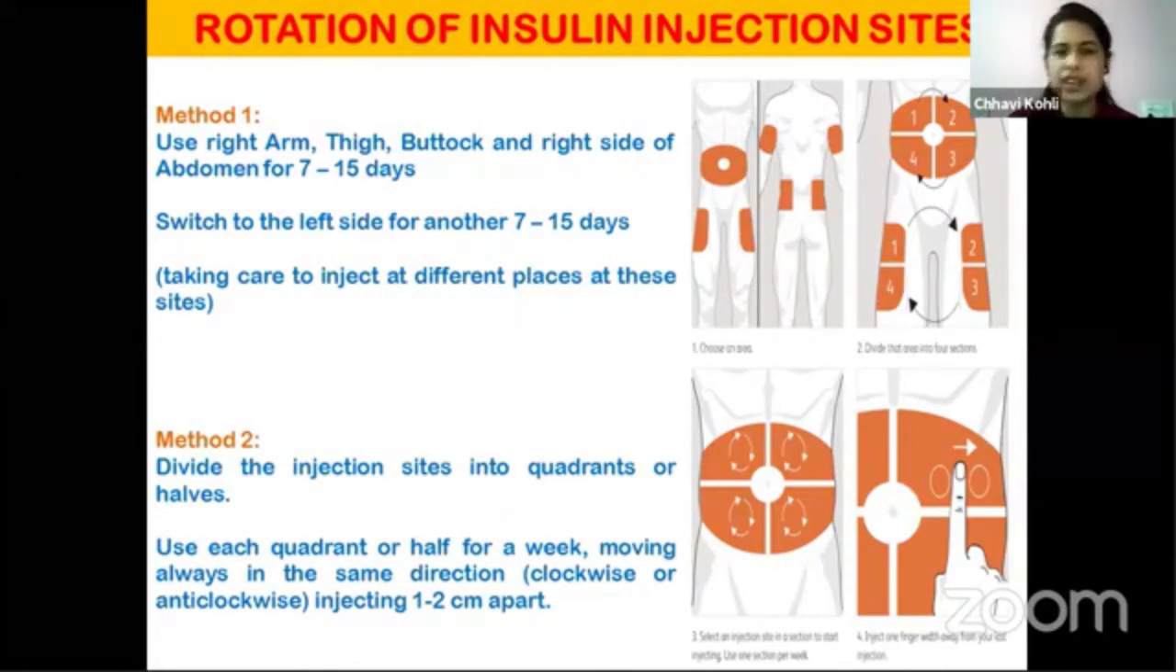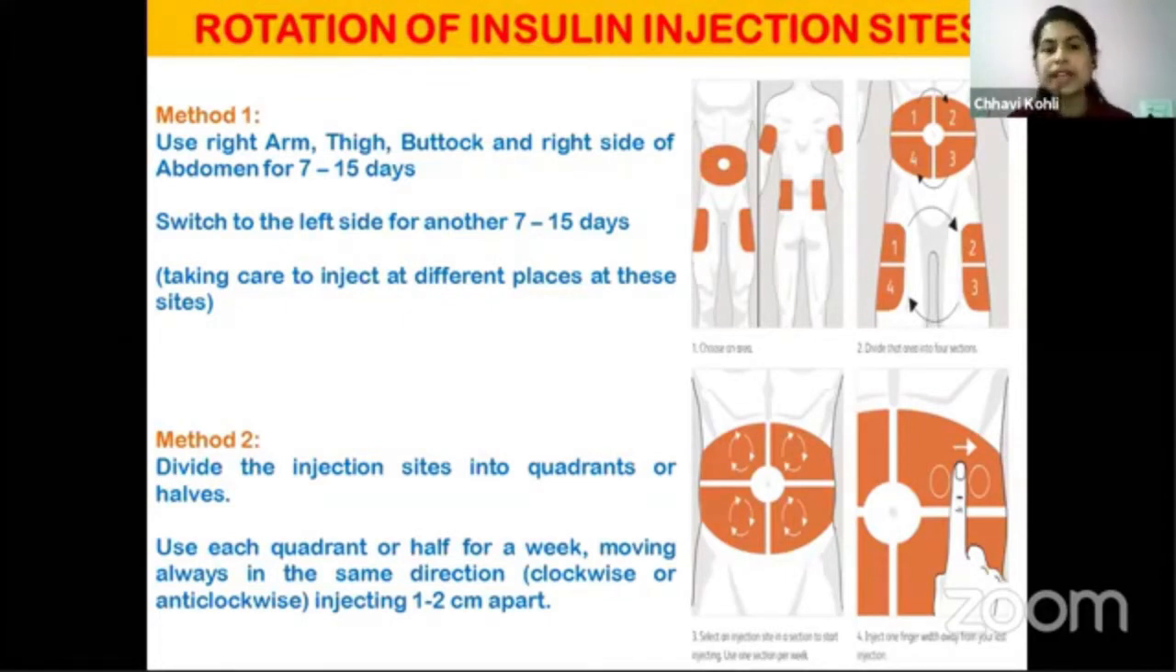Many different methods can be used for rotating the insulin injection sites. Here I am discussing 2 simple methods. In the first method, we can divide the body into 2 halves, the left side and the right side. For example, we can start from the right side using the right arm, right thigh, right buttock and right side of the abdomen for the first 7 to 15 days, and then switch to the left side of the body.